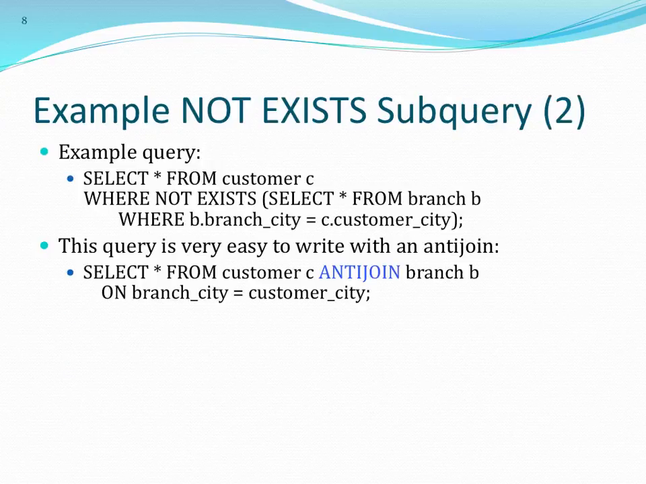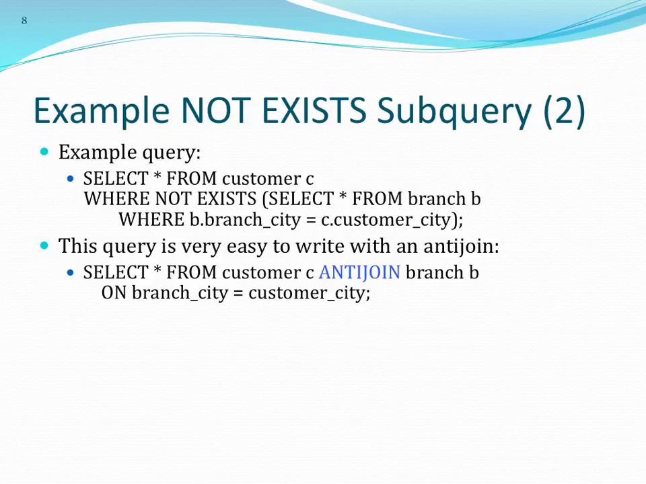So we could write this with an anti-join. So notice, again, I'm being lazy and writing this with SQL instead of writing a plan. I will probably have plans drawn up for when we talk about optimization of these things. But select star from customer C, anti-join branch B on branch city equals customer city. And the anti-join will only include rows from the left-hand side. This is a left anti-join. It will only include rows on the left-hand side that do not join with anything on the right-hand side.